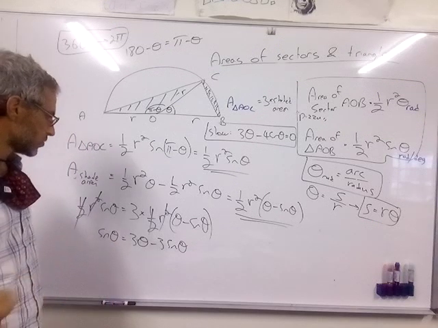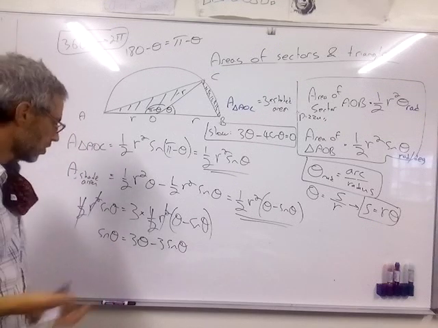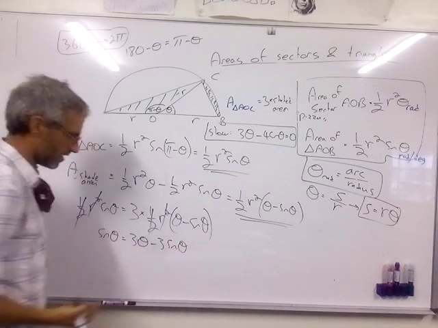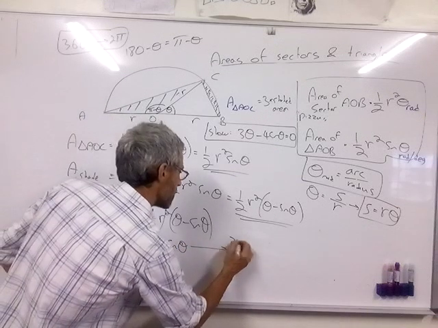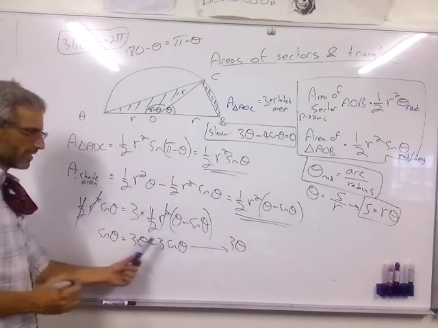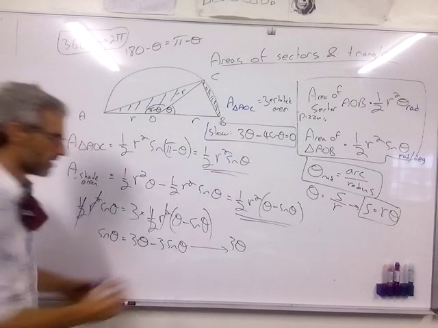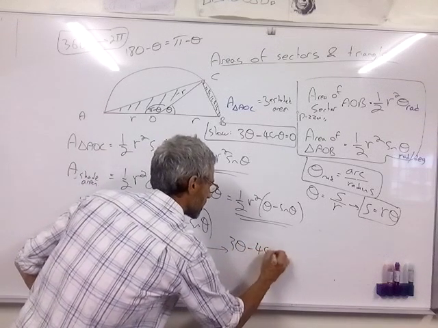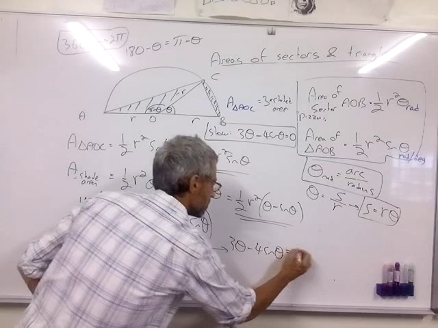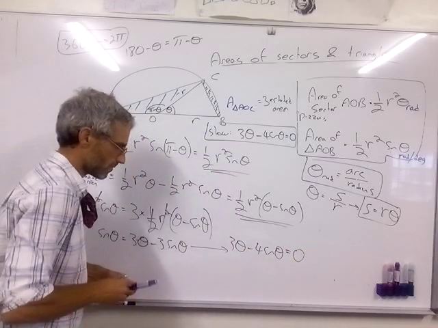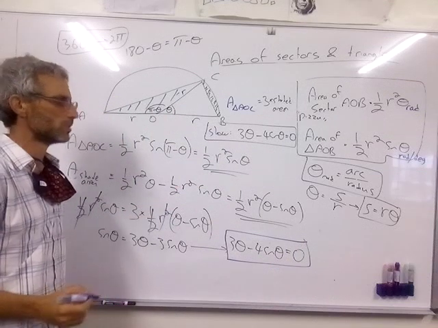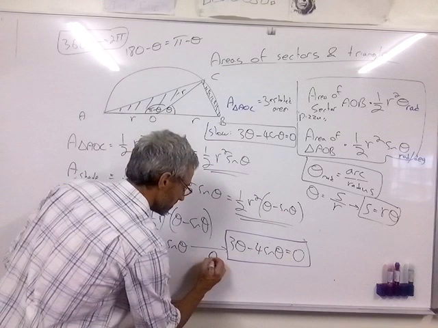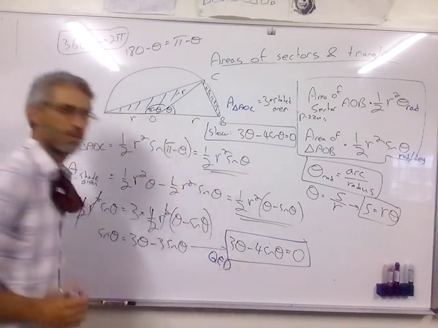We're almost there. Can you see it now? All I have to do is move the sine theta to the other side. So I'm going to have 3 theta, and minus the sine theta, get this to the other side, minus 4 sine theta equals 0. And that's what I wanted to show. Done. QED.